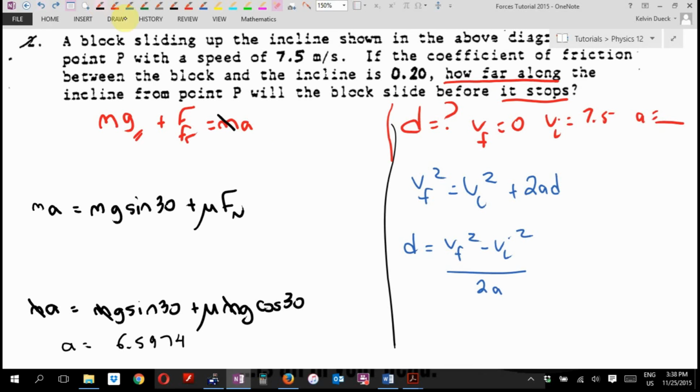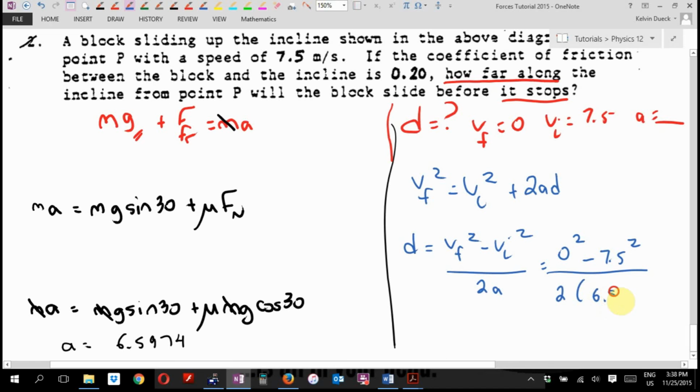Okay? I think we're going to run into one little glitch because I think if we go 0 squared minus 7.5 squared all over 2 times 6.5974. Look at the top. Will the top work out positive or negative? What about the bottom? Positive. Are we speeding up or slowing down? We would have to actually add a negative there to get our positive distance up the hill. Whatever the heck it is, I'll assume you can type that in.